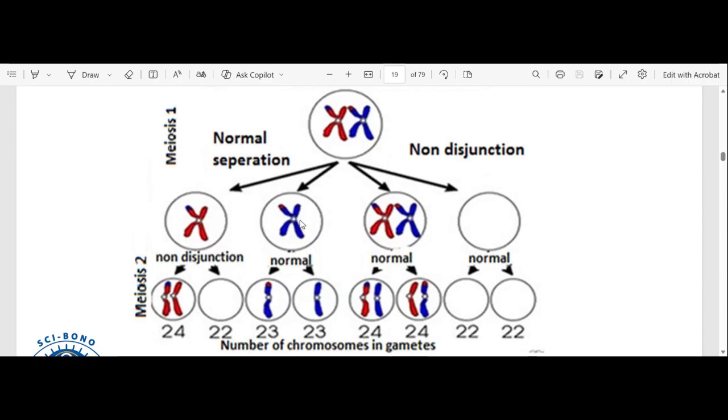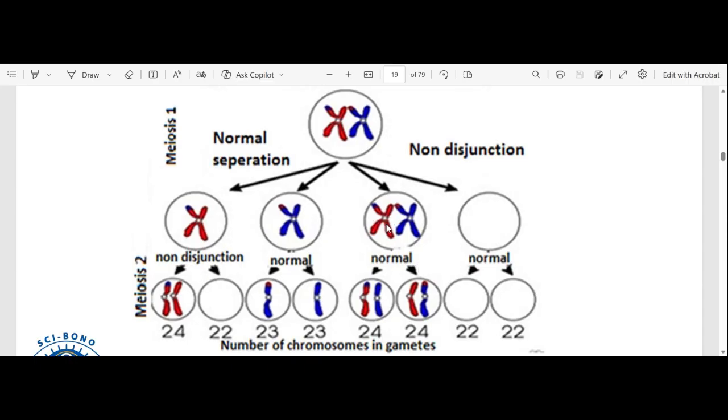Here there was a normal separation. Let's go to this cell. Here there was just a normal separation of chromosomes, or chromatids, right? This gamete received 23 chromosomes, and this gamete received 23 chromosomes. Can you see that the chromosomes are equal in that case, right?